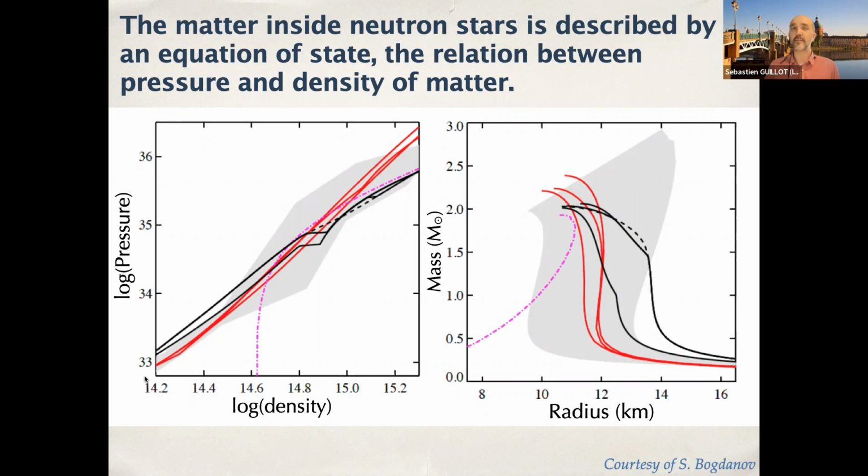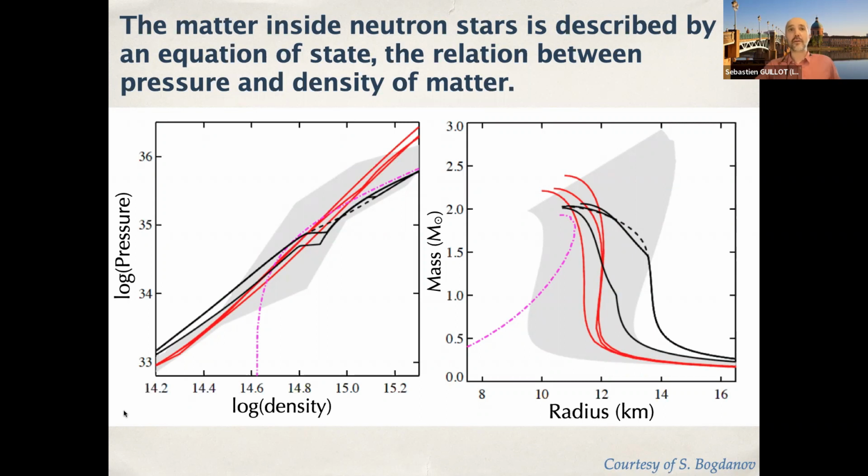The pink line is made of a strange quark star. The red ones are nucleonic equations of state, so standard neutrons and a bit of protons. And the black ones are hybrid models, where they start nucleonic, and then at a given density, there's a transition of the phase of the composition into something more exotic.